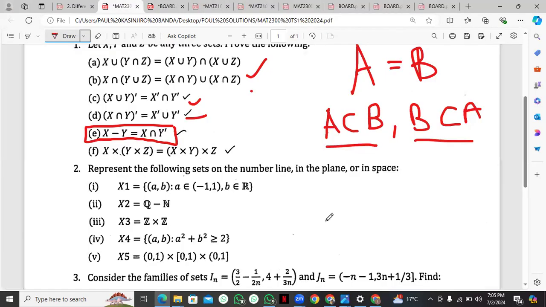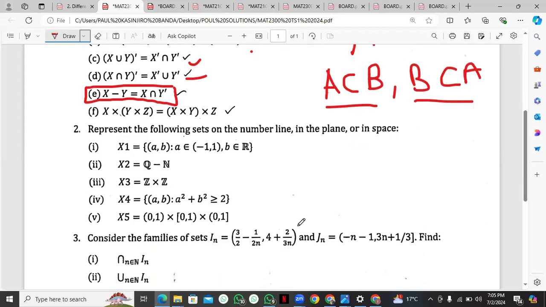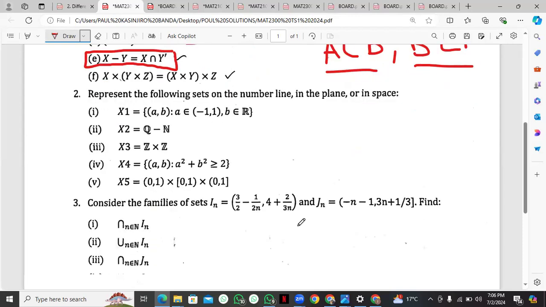Okay, so let's try to solve question 2 now. In question 2, we are representing different kinds of sets on either a number line, or we can represent it in a plane, or we can actually represent it in space. Okay, so let's do that.